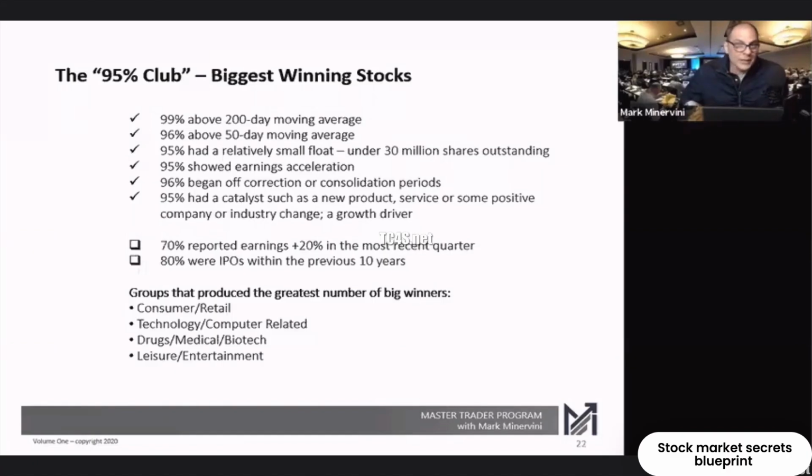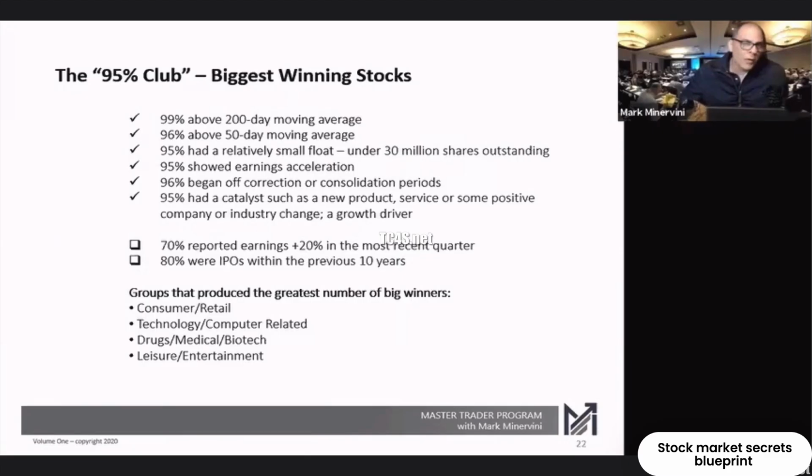Adding to that, looking at these studies, 70% had earnings on the table already of 20% or greater in the most recent quarter. And the real eye opener is 80% of the biggest winning stocks. If you go all the way back to the early 1900s, we went all the way back to the 1800s. O'Neill went back to the 1800s. We looked at stocks going back to the original moves from companies like GE in the turn of the century, and 80% of them were IPOs, new companies on the market within the previous 8 to 10 years. So again, it's not these companies that have been around for 30, 40, 50 years. It's the relatively newer companies.